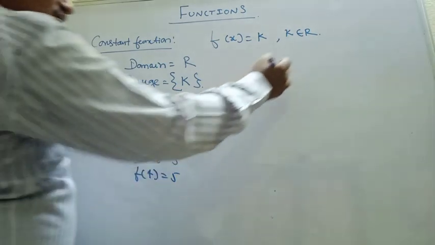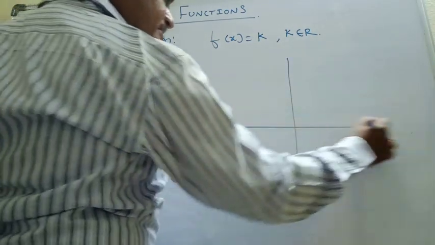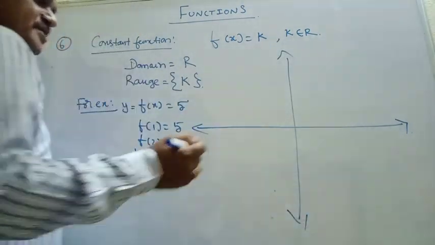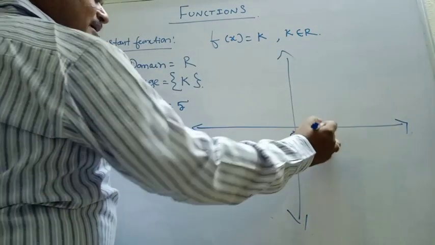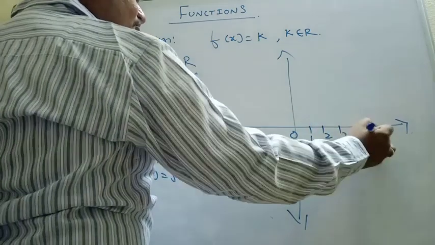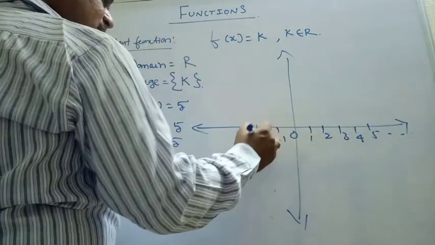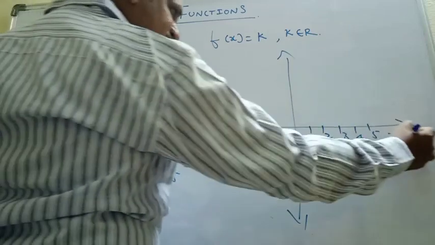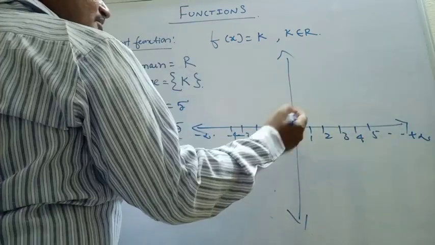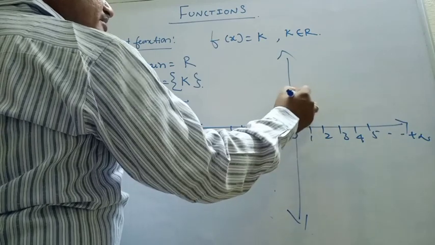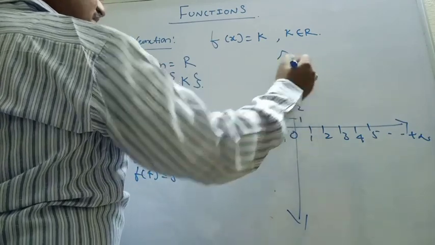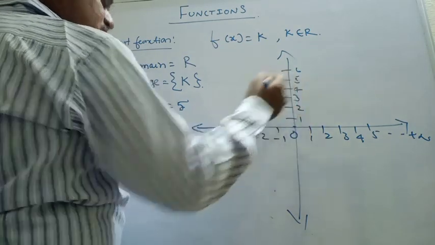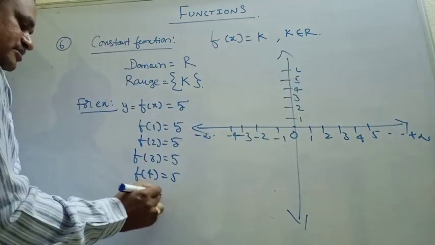We have got the domain and range, next the graph of it. For example, here we take 0, 1, 2, 3, 4, 5, and so on, and here minus 1, minus 2, minus 3, so on, from minus infinity to plus infinity. Here we have 1, 2, 3, 4, 5, 6. For this function y is equal to 5, if you take 0, this is also 5. Even f of 0 is also 5.